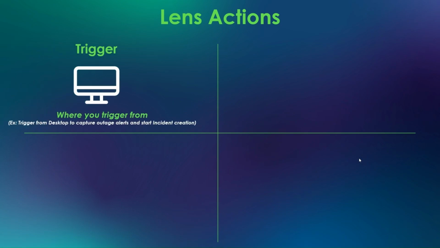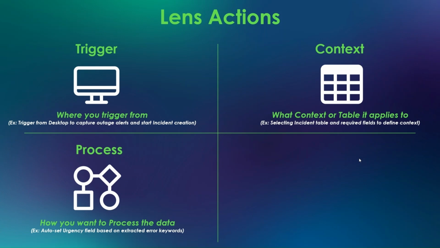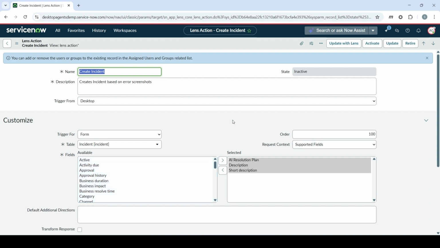1. Where you trigger it from. 2. What context or table it applies to. 3. How you want to process the data. 4. What action or record updates should happen next. Let's break this down using a Create Incident Lens action as an example.